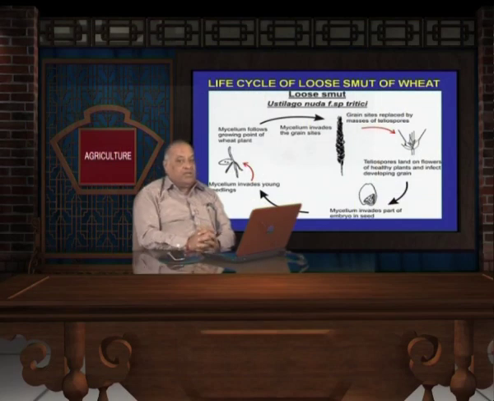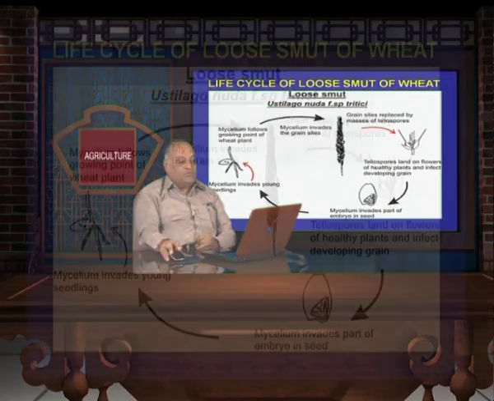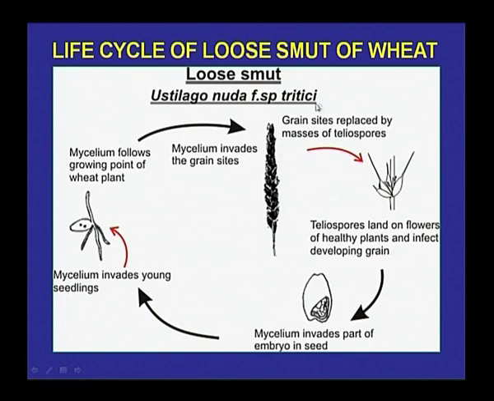This is the life cycle of loose smut of wheat. This is caused by Ustilago nuda, forma specialis tritici. Here we see that it is actually a seed-borne disease and systemic in nature, as I told you earlier. The mycelium invades part of the embryo in the seed. This embryo develops with the germinating seeds, and the mycelium follows the growing point of the wheat plant.